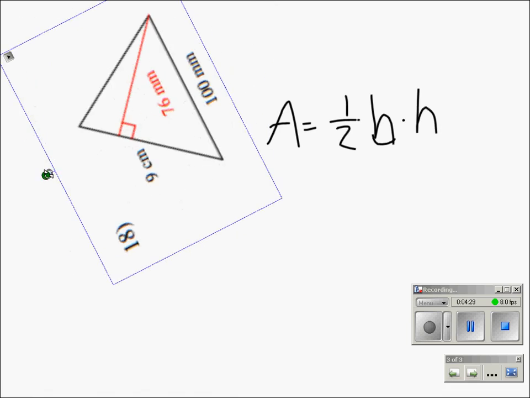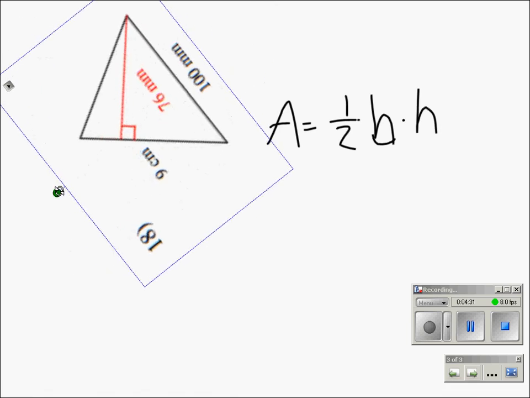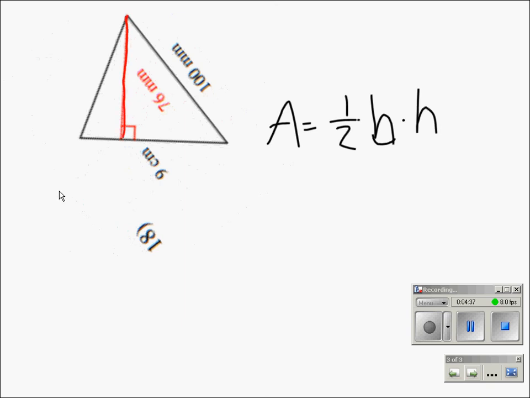So I'm going to rotate this just so it looks a little familiar to us. Here, our height is perpendicular, or forms a right angle, with our base. So that'll help us fill in our blanks. The only other thing I noticed before I start is that we have centimeters here, millimeters here, and millimeters here. So before we start, we need to turn everything to the same label. So I'm going to go with millimeters because there's 2 of those already.